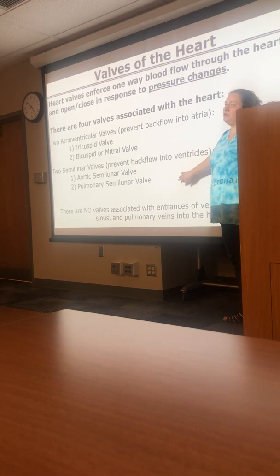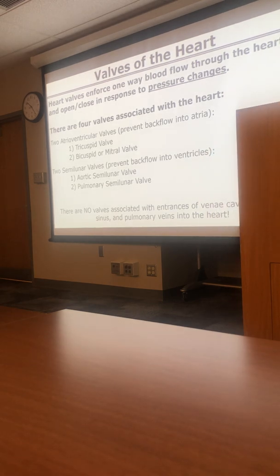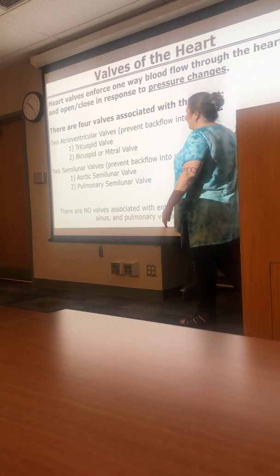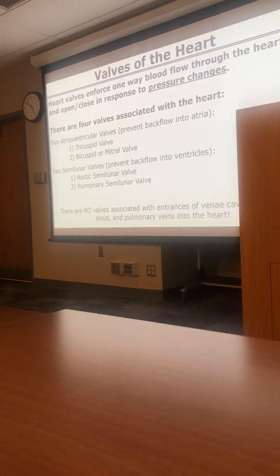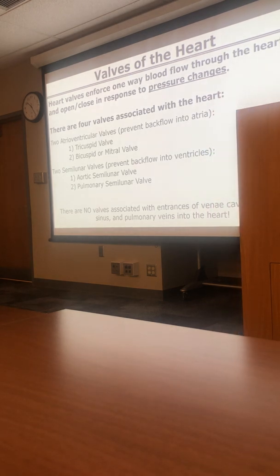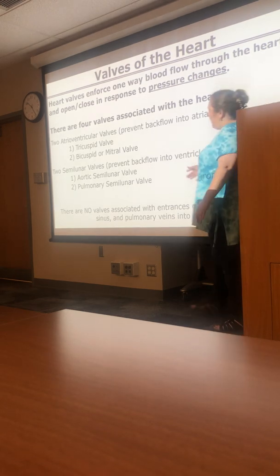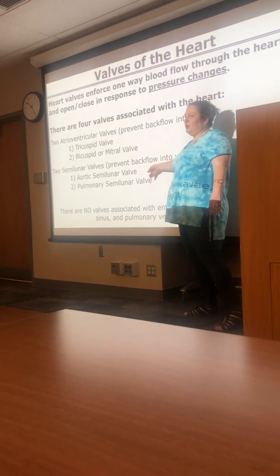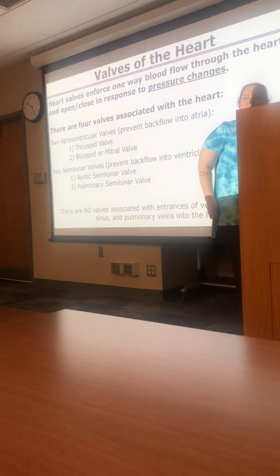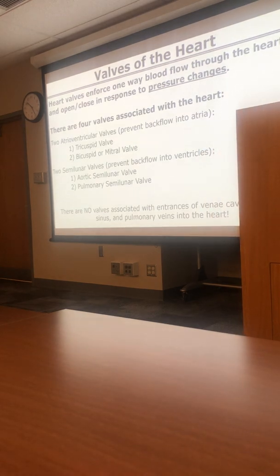There's also outflow tract valves as well, so between the ventricles and their respective outflow tracts. And so this prevents backflow of blood into the ventricles. There's the aortic semilunar valve. The aortic semilunar valve is on the left side, so that's between the left ventricle and the ascending aorta. There's also the pulmonary semilunar valve that's on the right side of the heart between the right ventricle and the pulmonary trunk. Both of these valves have 3 cusps or flaps associated with them. These semilunar valves do not have chordae tendineae and papillary muscles attached to them. They're not needed.